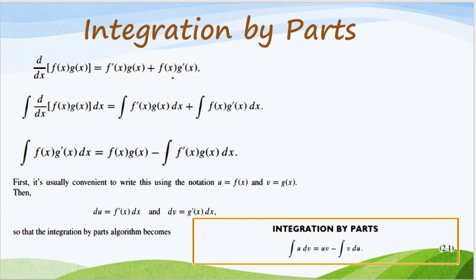Do you remember the product rule? This is the product rule, the product of two functions f of x, g of x. If we find the first derivative of a product of two functions, it is the first derivative of the first function times the second function, plus the first function times the derivative of the second function. This is the product rule.